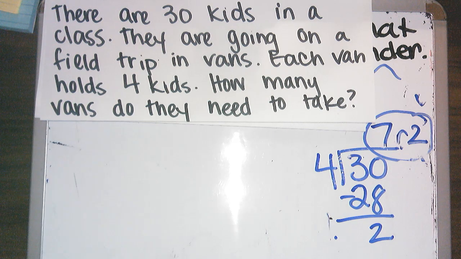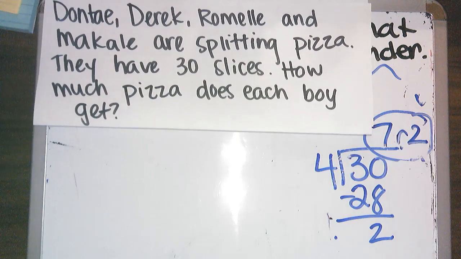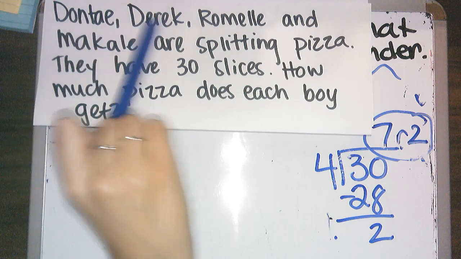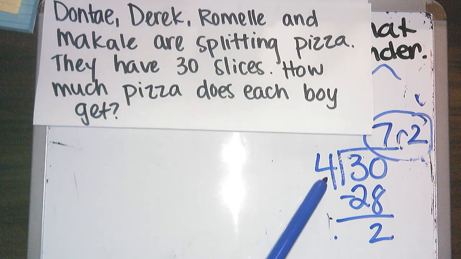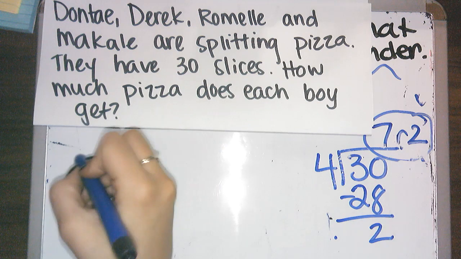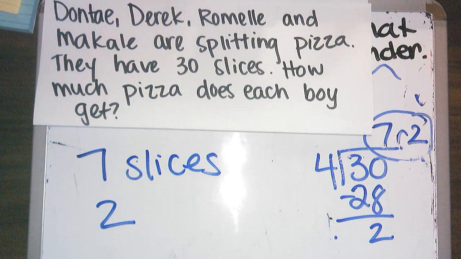Our next word problem with remainders is this one. Dante, Derek, Ramel, and Mikhail are splitting pizza. They have 30 slices of pizza. How much pizza does each boy get? I have 4 people that are splitting 30 pieces of pizza. So I know that we're going to have 7 remainder 2. They each get 7 slices, but now I have 2 slices that are left over.